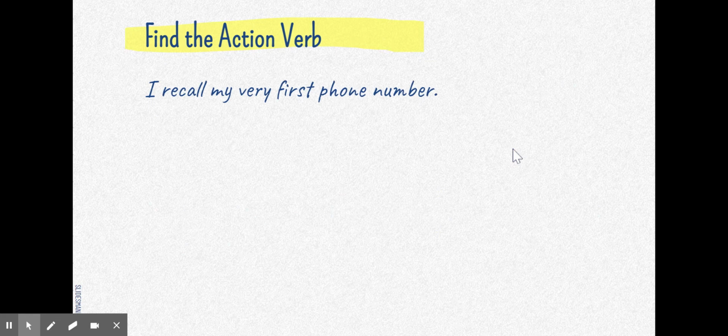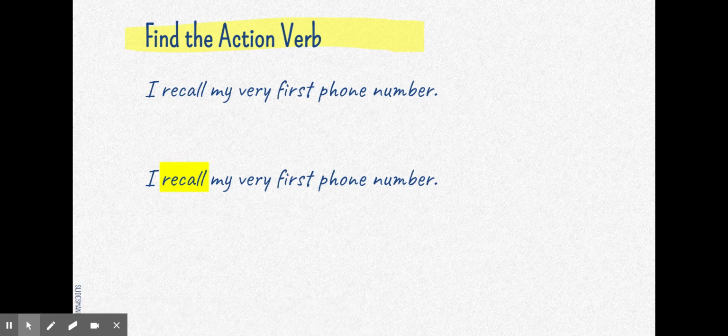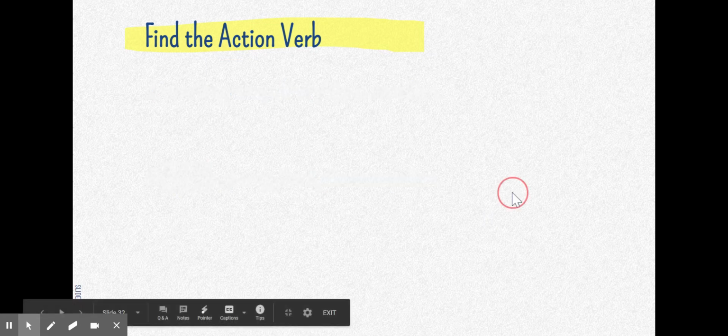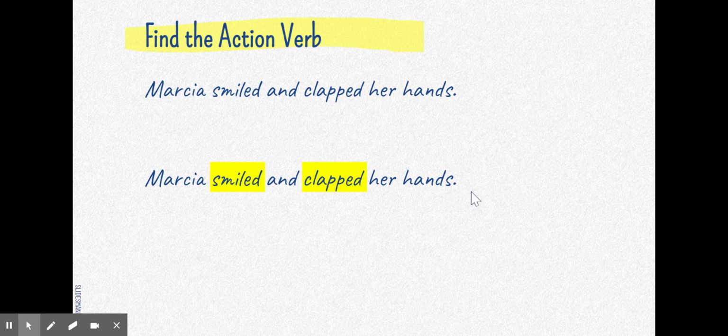Next one, I recall my very first phone number. The action verb in this sentence is recall, right? Recall means like remember, and that is the action that the person in this sentence is doing. They're recalling the number. One more. Marcia smiled and clapped her hands. This one actually has 2 actions going on. Marcia's doing 2 things. She's smiling and clapping. So smiled and clapped are our 2 action verbs.